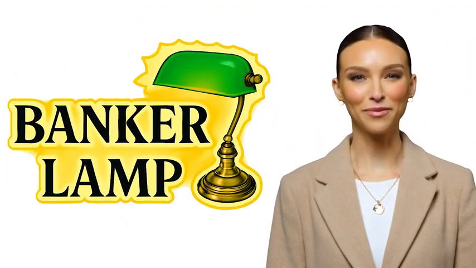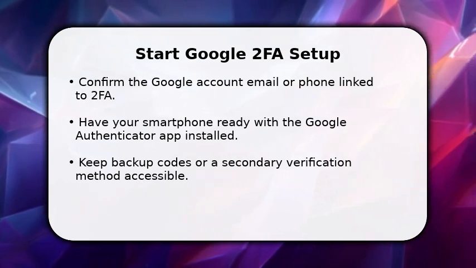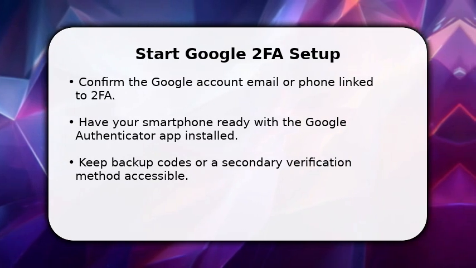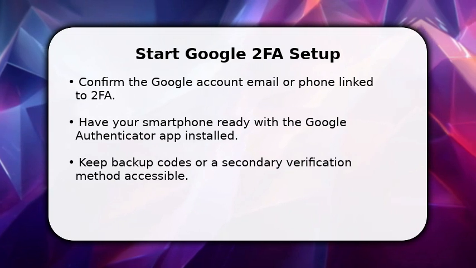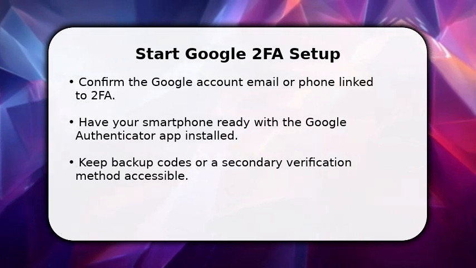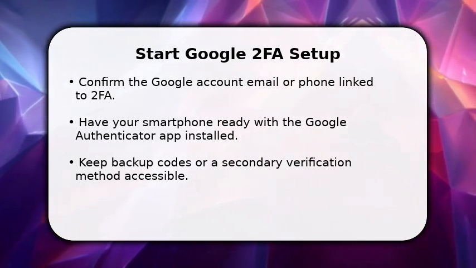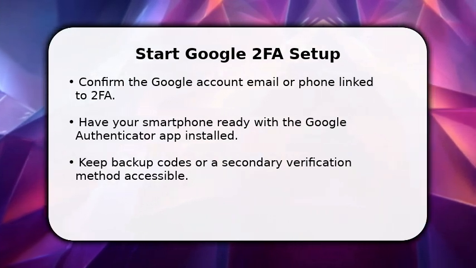Please enjoy the video. You begin by opening your Google account security settings. Sign in if prompted. Once in security, find two-step verification and tap Get Started. You'll verify your password again, so use your main account credential to continue. After that, choose Authenticator app as the method, Android or iPhone, and select whether the app is already installed.